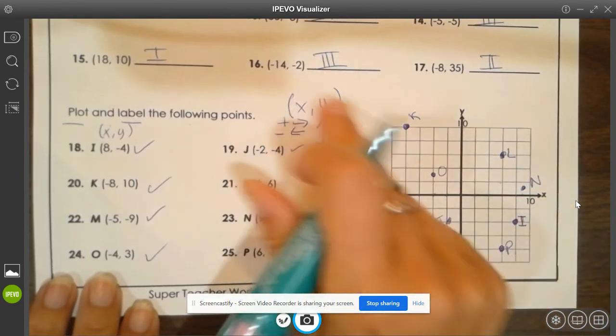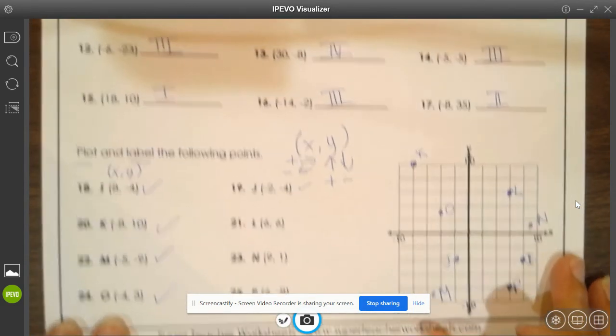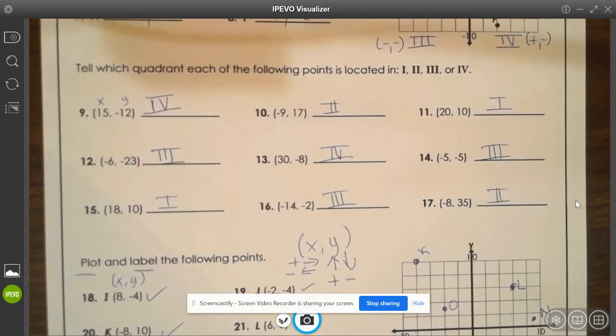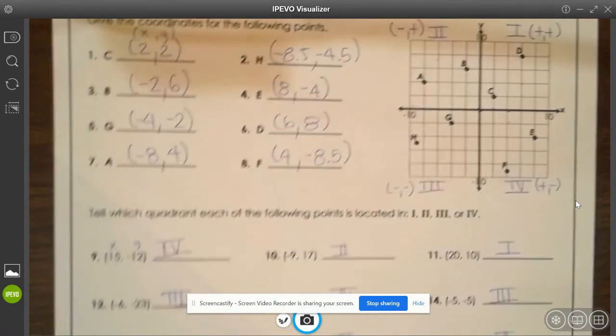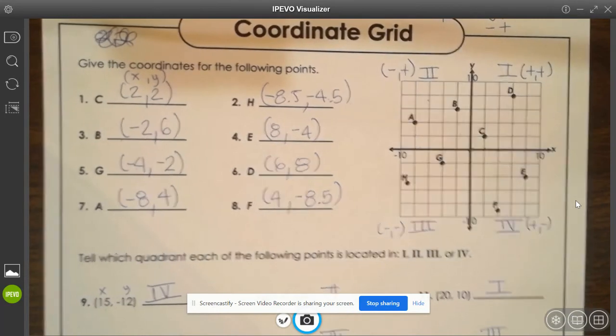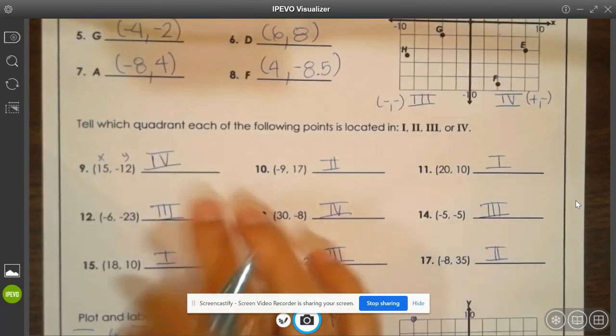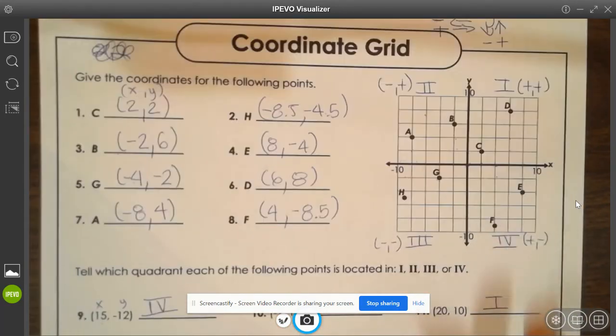All right, so just remember this, very, very important, where it goes, up and down, right to left, and then your quadrants are very important because it's easier to see how easy I just identified which quadrant they will be in.